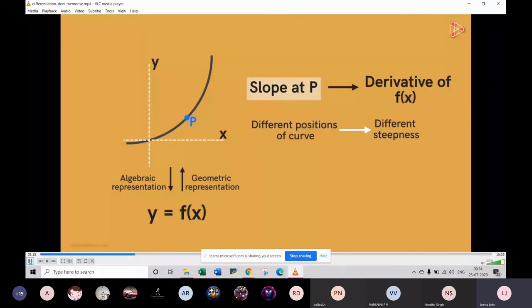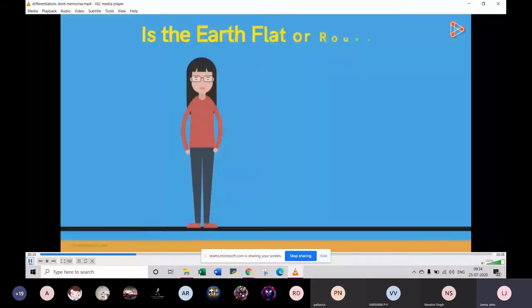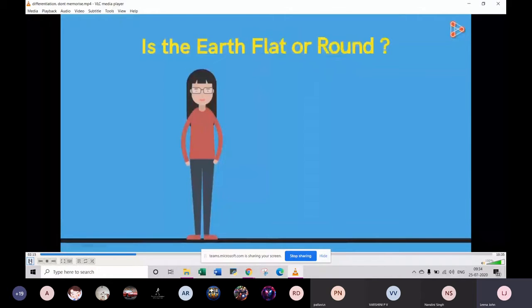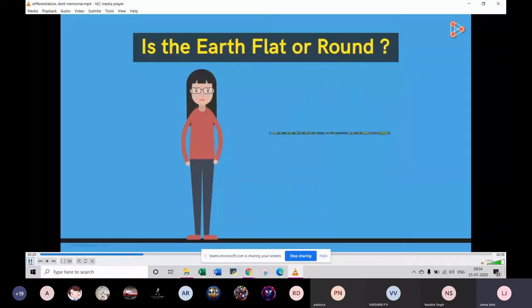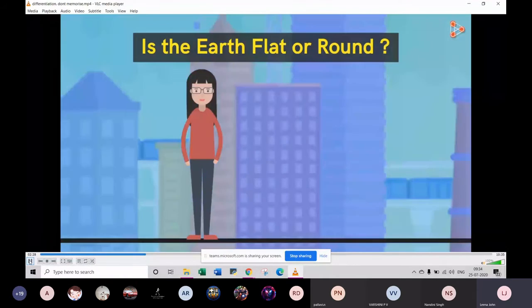For this, let me ask you one question. Is the Earth flat or round? You'd probably be laughing because we all know that the Earth is almost round in shape. But notice the surroundings around you. It seems that the Earth is flat. Why is it so?